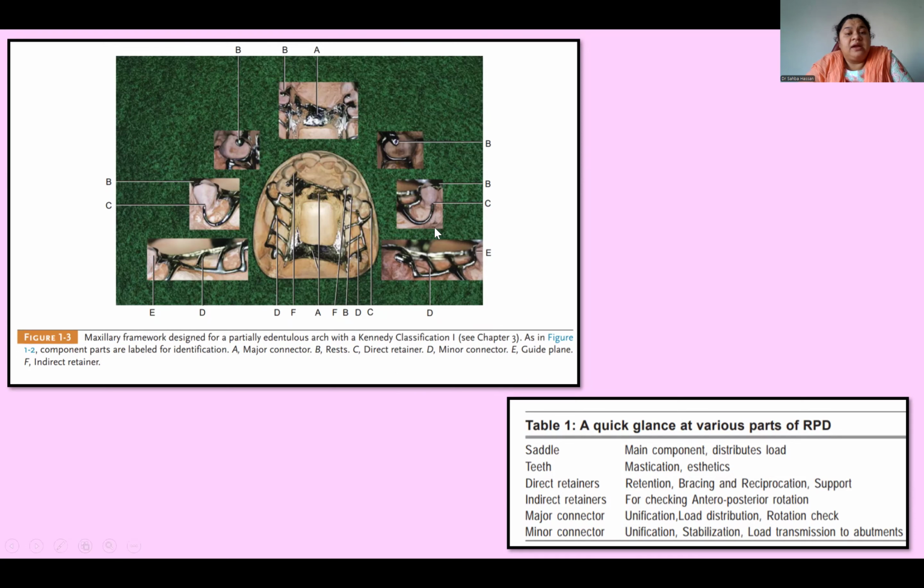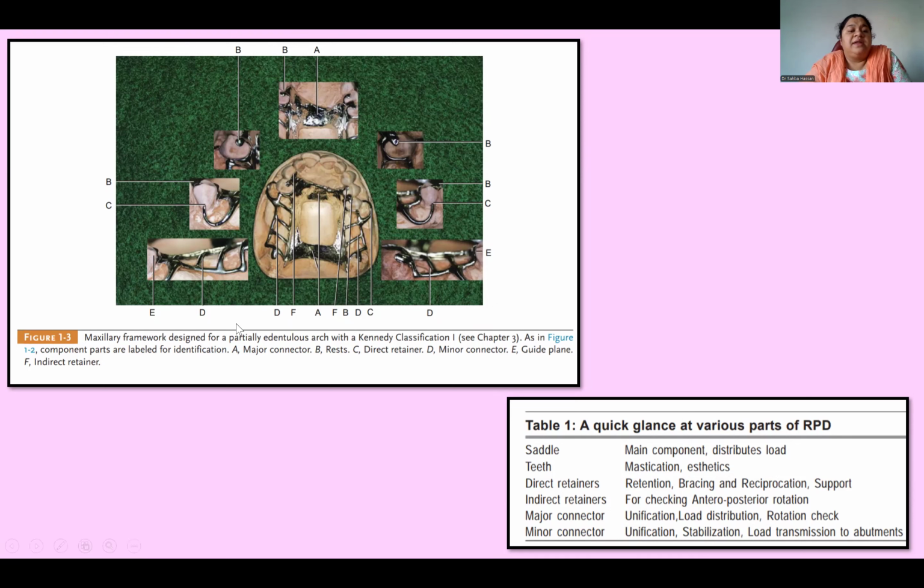Then we have the minor connector. Minor connector is what joins the rest seat to the major connector. E is the guide plane. This is the guide plane through which the prosthesis will be placed and removed. There has to be only one guide plane. We cannot have many or it will be very difficult. The path of insertion and removal has to be one.